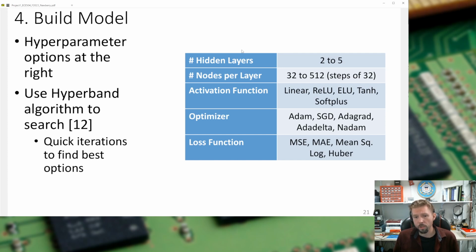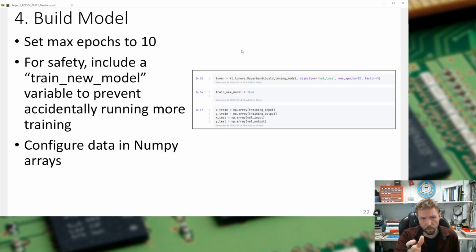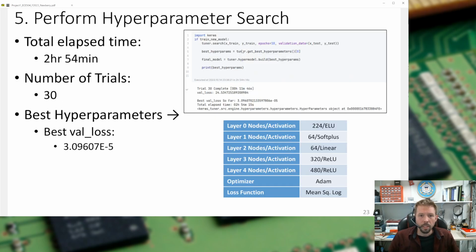And then for loss function, I also used 4 different options: MSE, MAE, mean squared log error, and then Huber loss. I included Huber loss here because in my last paper, the 3D field solver neural net for the via, the Huber loss ended up being very good performance. So I configured the Hyperband tuner with max epochs of 10, configured the data into some NumPy arrays, gave myself another Boolean to prevent myself from accidentally retraining a model if I didn't want to, and I ran the search.